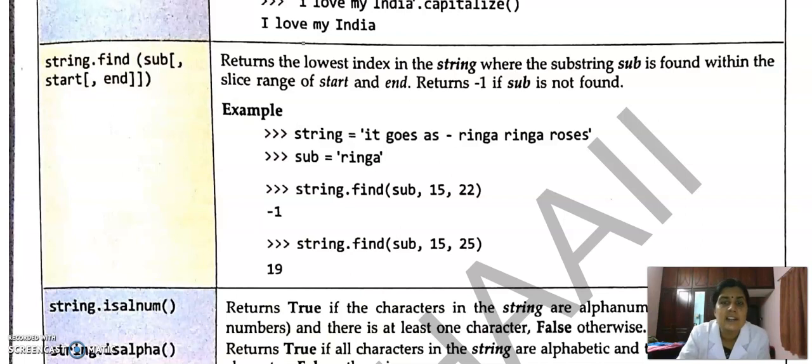It will return minus 1 if the given string is not found. That means we can check whether the given string is present in another string. If it is present, then the corresponding position will be returned. If it is not present, minus 1 is returned. So from 15 to 22, this sub, "ringa", is not present. I think from "I" onwards, 15 starts. So this string is not present, then minus 1 is returned. And for 15 to 25, we are taking 15 to 25, then the string is present, so the corresponding position is returned.